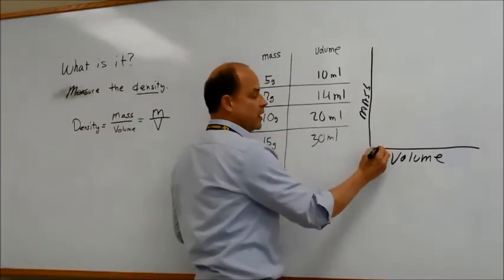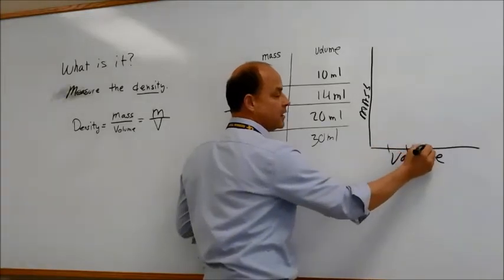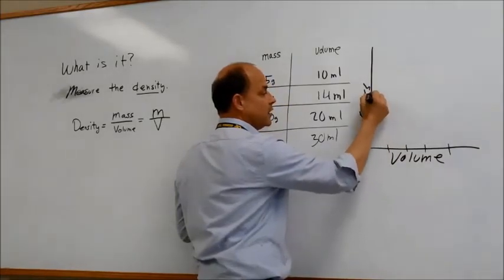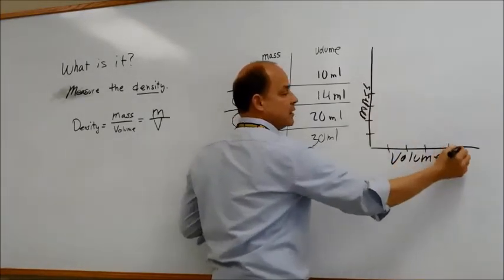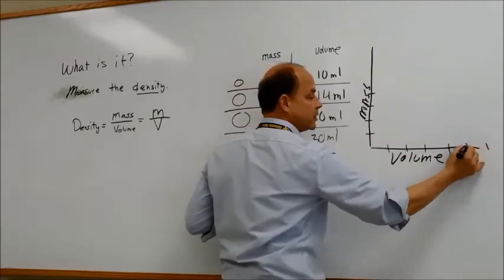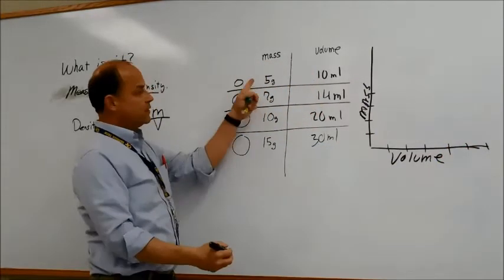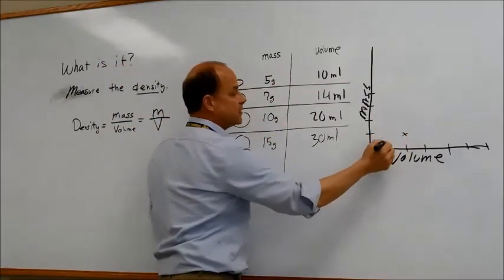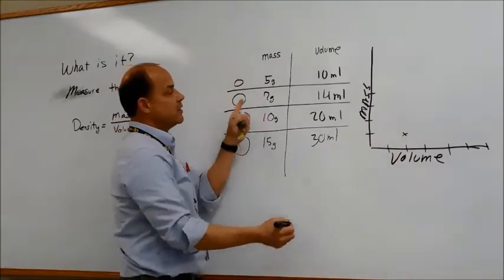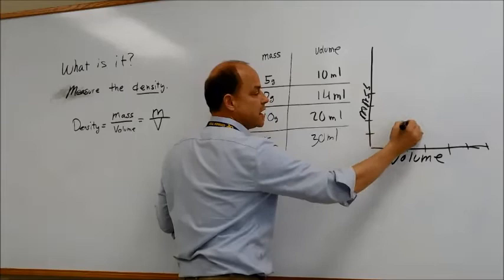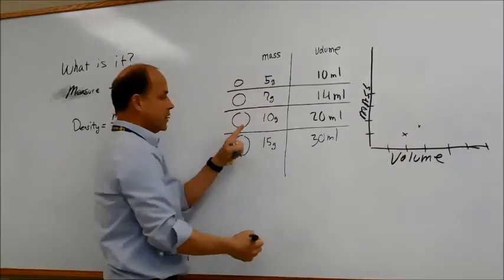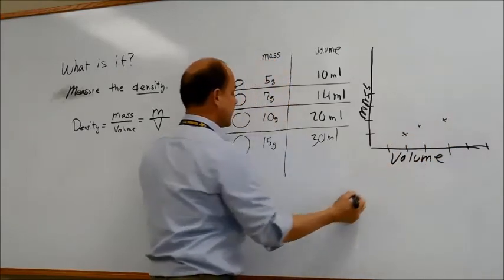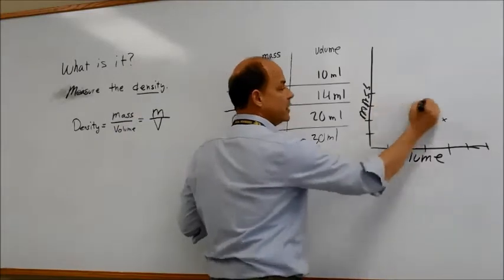So let's see, if this was 5, 10, 15, 20, 25, 30. Okay. First data point, 5 grams, 10 milliliters. Second point, 7 grams, 14 milliliters. 10 grams, 20 milliliters. And finally, 15 grams, 30 milliliters.